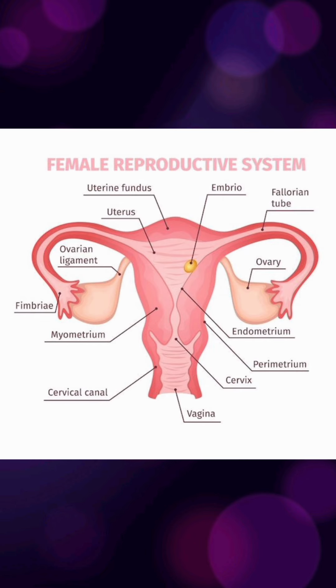Cervical canal is filled with mucus. Mucus becomes thin only when the female is fertile, to allow movement of sperm.